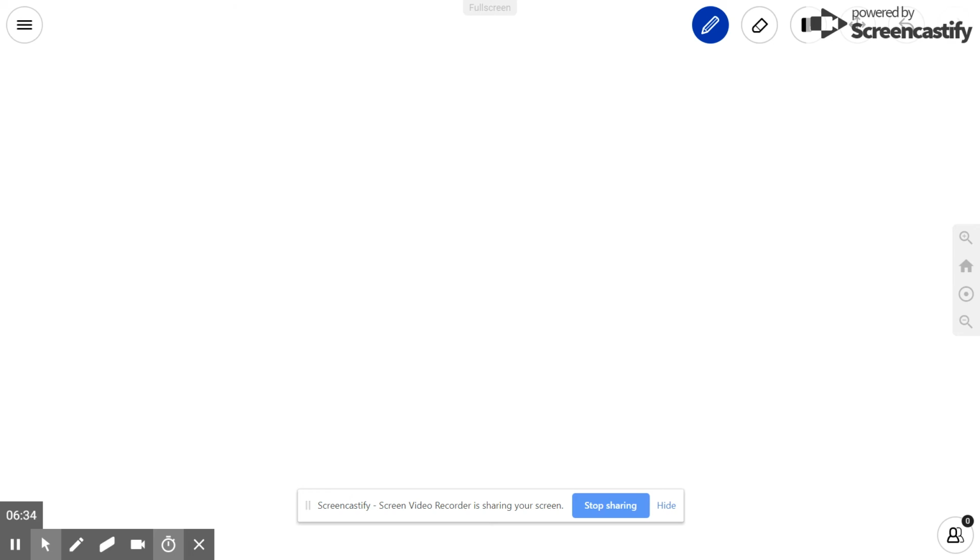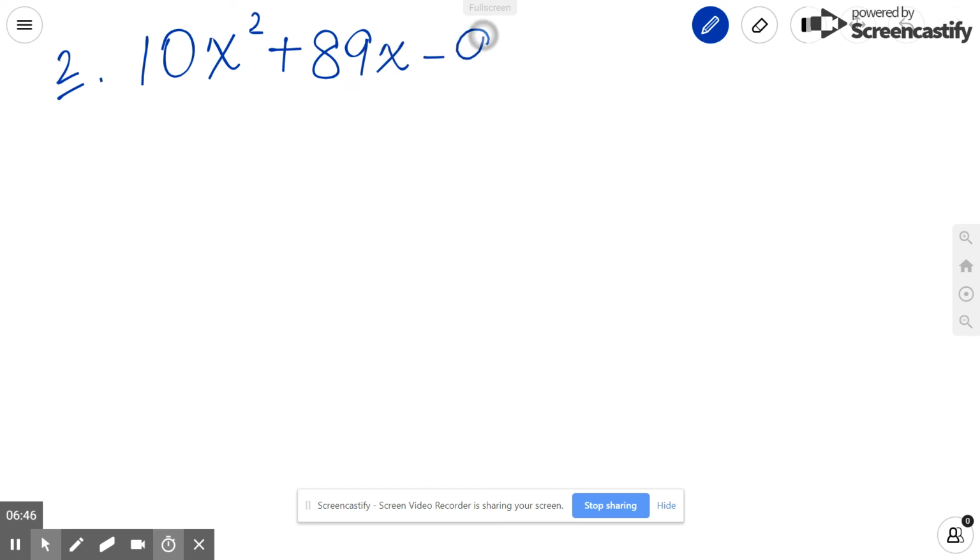All right, so our next question is going to be question number 2 that we are going to practice. Remember, we are doing it with the trick way. So 10x squared plus 89x minus 9. So that's our question. Again, remember, we do follow the traditional steps as well. So our first step as per the traditional is we times 10 times negative 9 is negative 90.